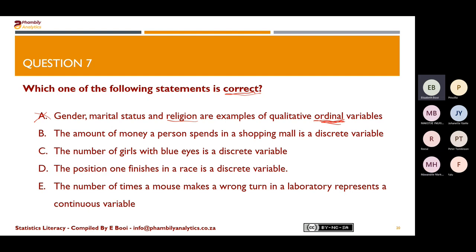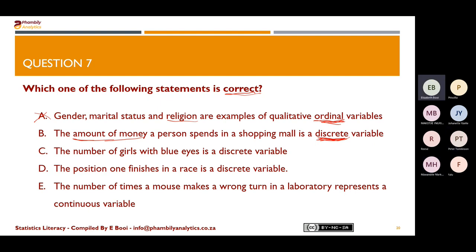The amount of money a person spends in a shopping mall is a discrete variable. Ask yourself, discrete variable, amount of money, which means it's numerical. Discrete, it means I'm going to be counting that. Now, what I didn't mention when I spoke about measure is that any value that can also take a decimal is measured, right? Think about it. So now, discrete means counting. So if discrete is counting, amount of money, then is the statement correct?